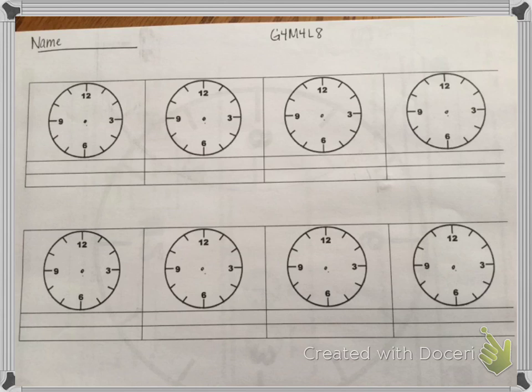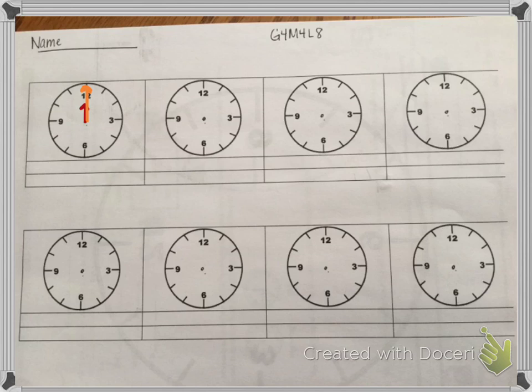So on this first clock, I want to draw hands on my clock that show 12 o'clock. So I know my hour hand has to be short and point at the 12. I know my minute hand has to be longer and go all the way to the outside of the clock. That shows 12 o'clock. Make sure yours looks like mine.